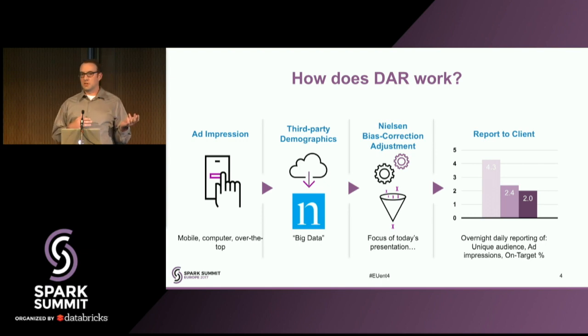After all this, after we add impressions served, we attach third-party demographics to it, we adjust those demographics, then we're ready to report out to a client, and we have overnight reporting of unique audience, like the unique number of people that saw it, the ad impressions, which is just how many times an ad was served, and then that on-target fraction.